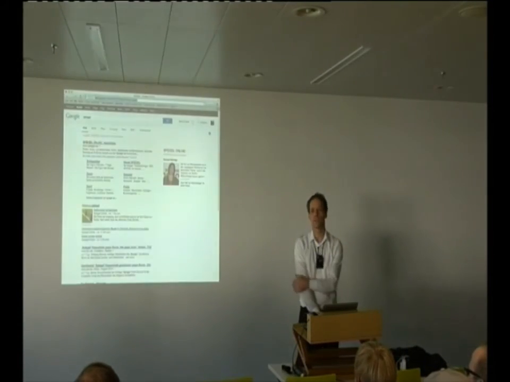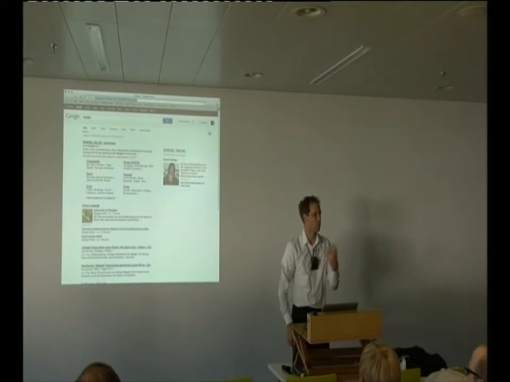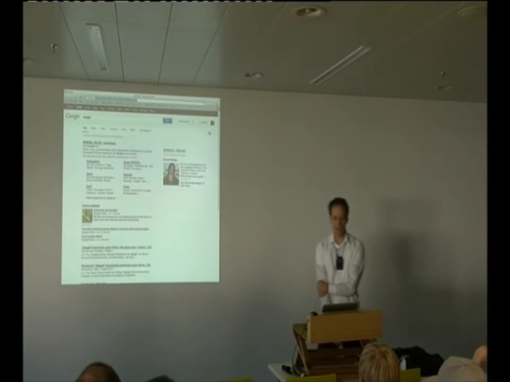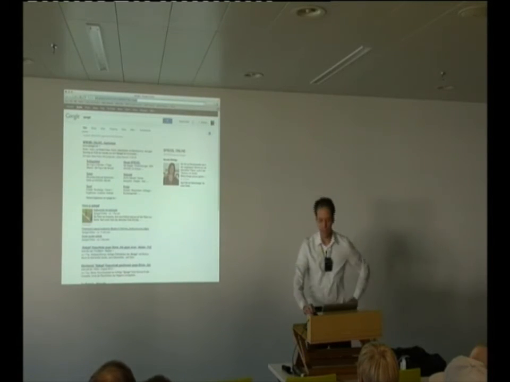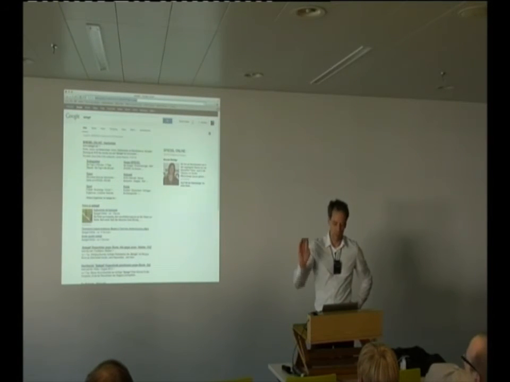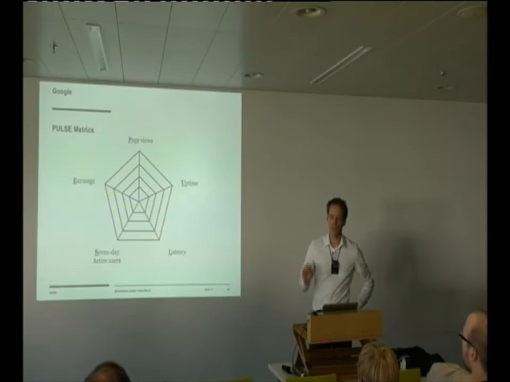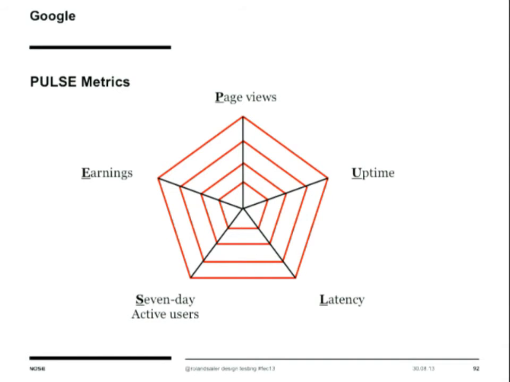Google is quite transparent because they have tools they want to market, so A/B testing is something they're making money of. One interesting thing is that Google found out, so I make it short now, they usually use pulse metrics. So they measure page views, uptime, latency, 7-day active users, and earnings. It's like the kind of data you have in your analytics program.